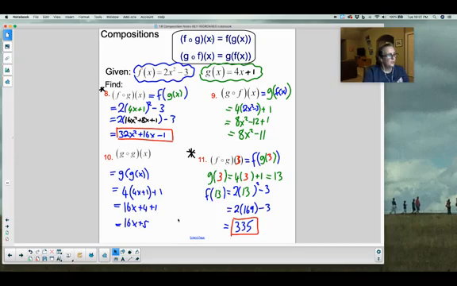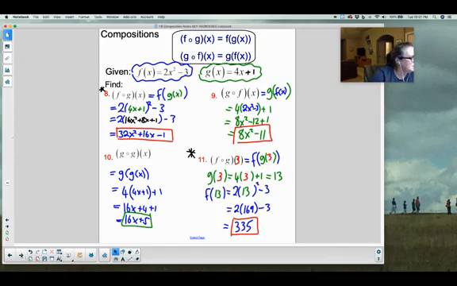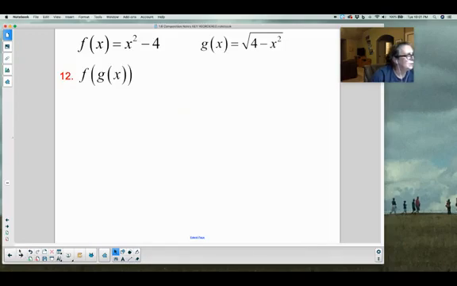So that was composition of functions. I think we're going to stop there. Let's see our next question. No, why don't you try these two? We won't stop here. Try these two. I'll show you the answer. Be down here somewhere.